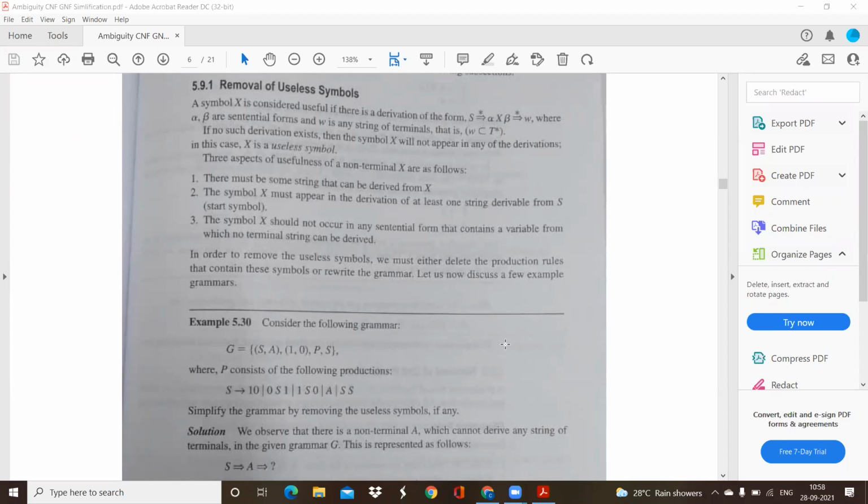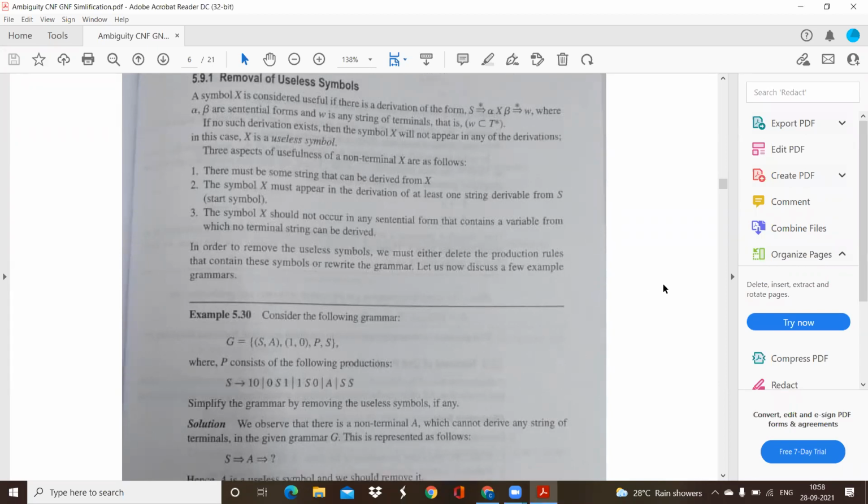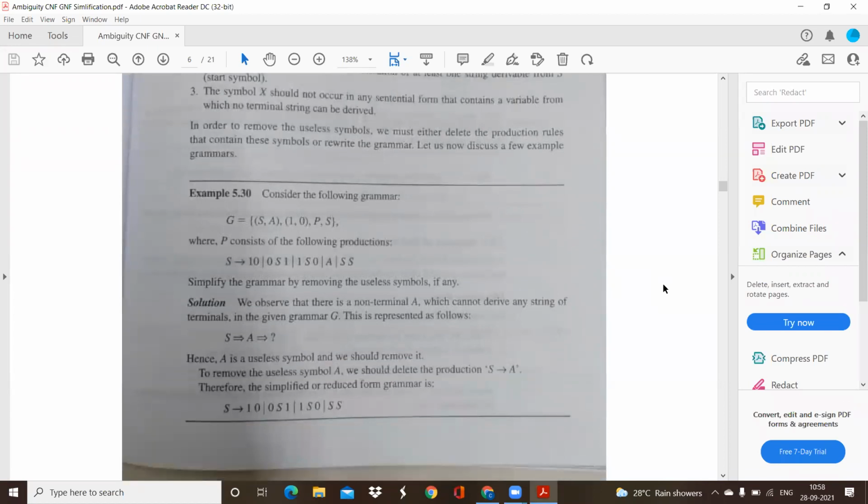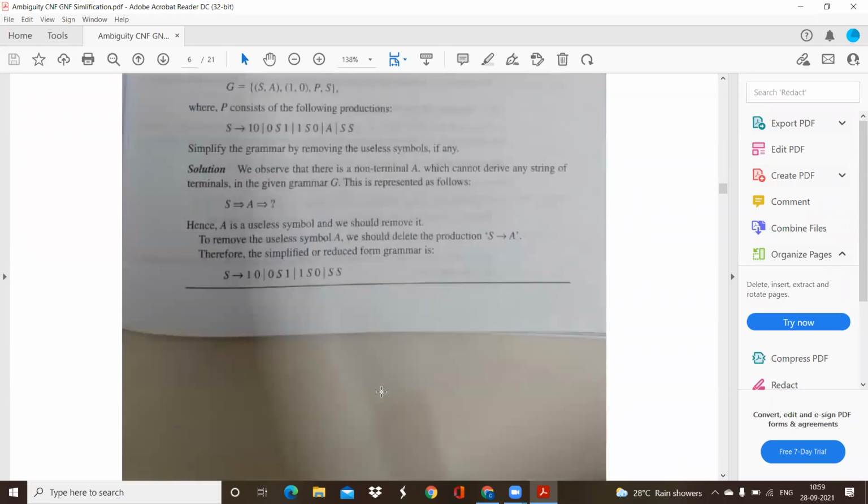And if you apply that, the final simplified grammar which you will get will be this. Is that clear to all? Yes? Yes, ma'am. All right.